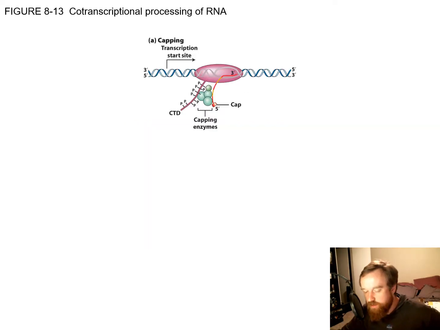So in prokaryotes, transcription and translation occur at the same time. As that mRNA is being extended, the proteome comes in, reads it, and starts making it into a protein. Well, that doesn't happen in eukaryotes because, remember, transcription happens in the nucleus and translation happens in the cytoplasm. There is this co-transcriptional processing of the RNA that's occurring.